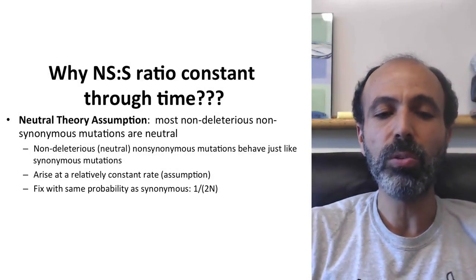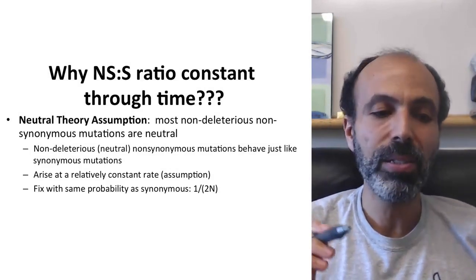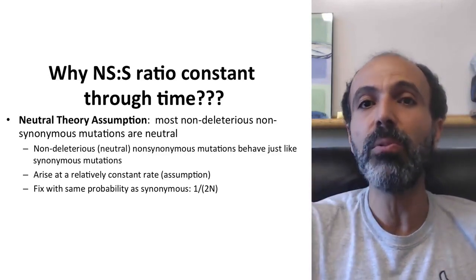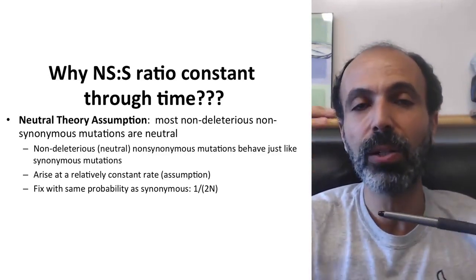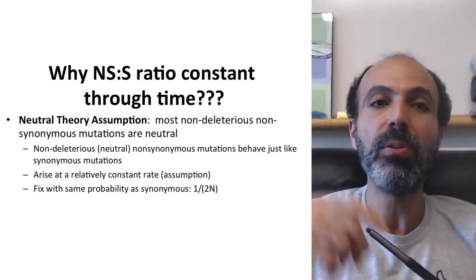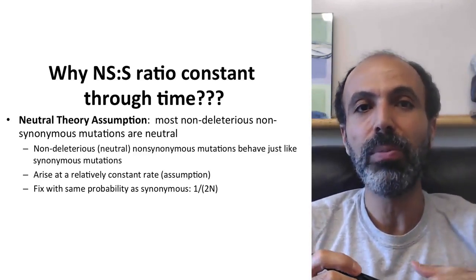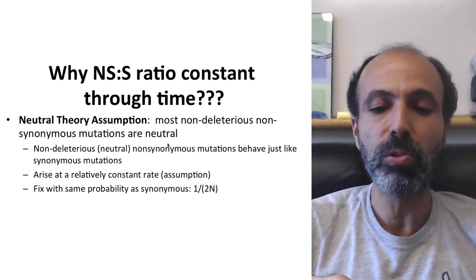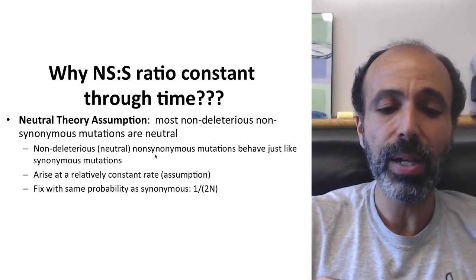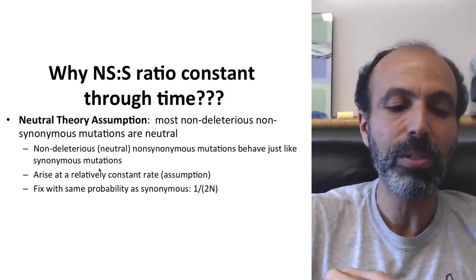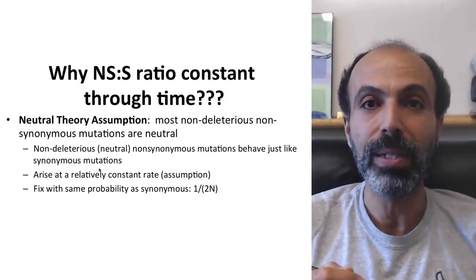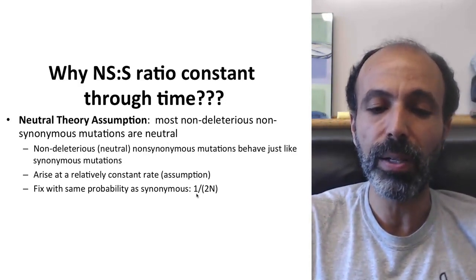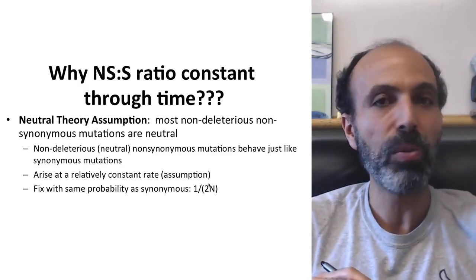Well, there's an assumption about the neutral theory that most non-deleterious, non-synonymous mutations are neutral. Basically, those mutations that you see within a species that are just segregating around at some frequency tend to be neutral because the bad ones are eliminated and the advantageous ones spread. So you tend to see a lot of these neutral ones. These non-deleterious, non-synonymous mutations will behave like synonymous mutations, and they'll rise at some sort of constant rate, and they'll fix with about the same probability as a synonymous change. This idea of the allele frequency should predict 1 over 2N.